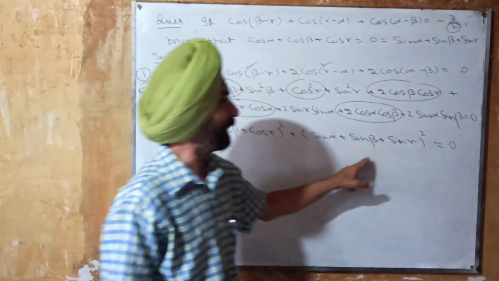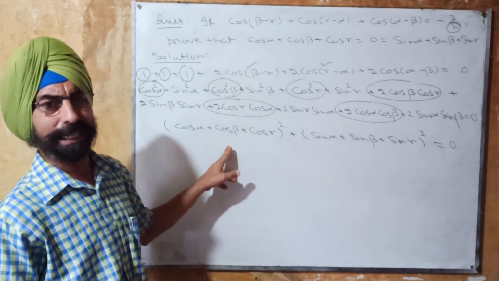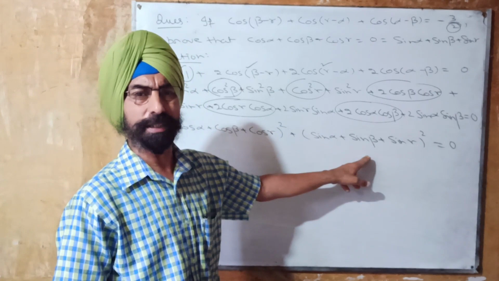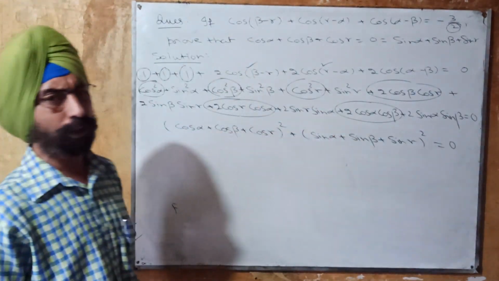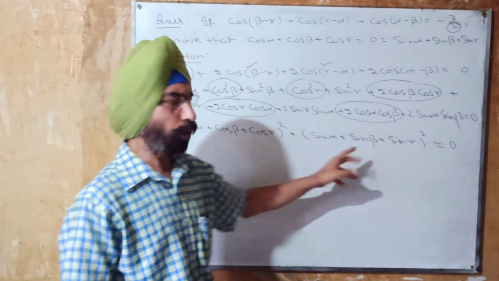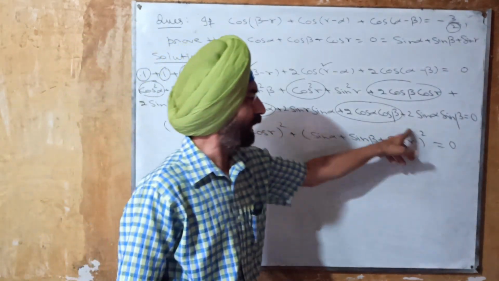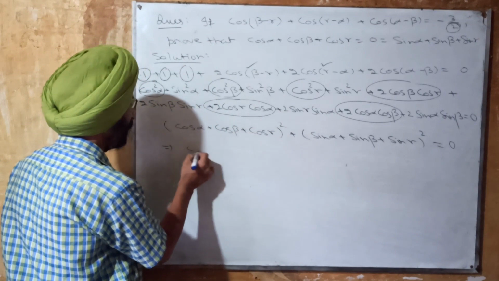Now, the sum of these two terms is 0, and none of these is negative, because this is a perfect square, and this is also a perfect square. So this is a non-negative quantity, and this is also a non-negative quantity. The sum of two non-negative quantities is equal to 0 if and only if each one of these is 0.